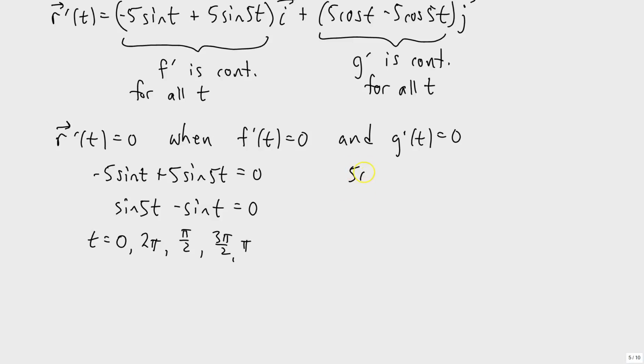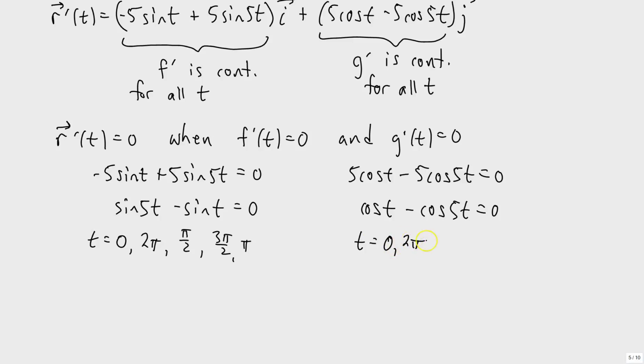And then the other one, 5 cosine t minus 5 cosine 5t, when would that be 0? So when is cosine of t minus cosine of 5t going to be 0? In other words, when are cosine of t and cosine of 5t the same value? Again, we're only considering 0 to 2 pi. And that's at 0, 2 pi, pi over 2, 3 pi over 2, and pi.